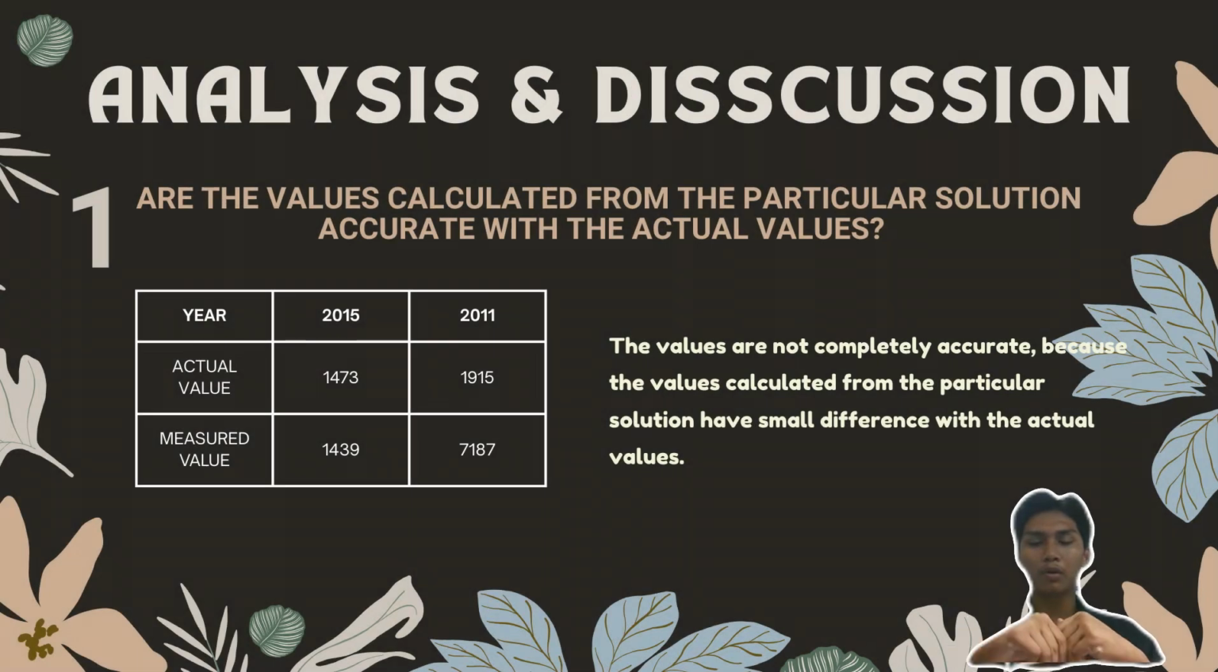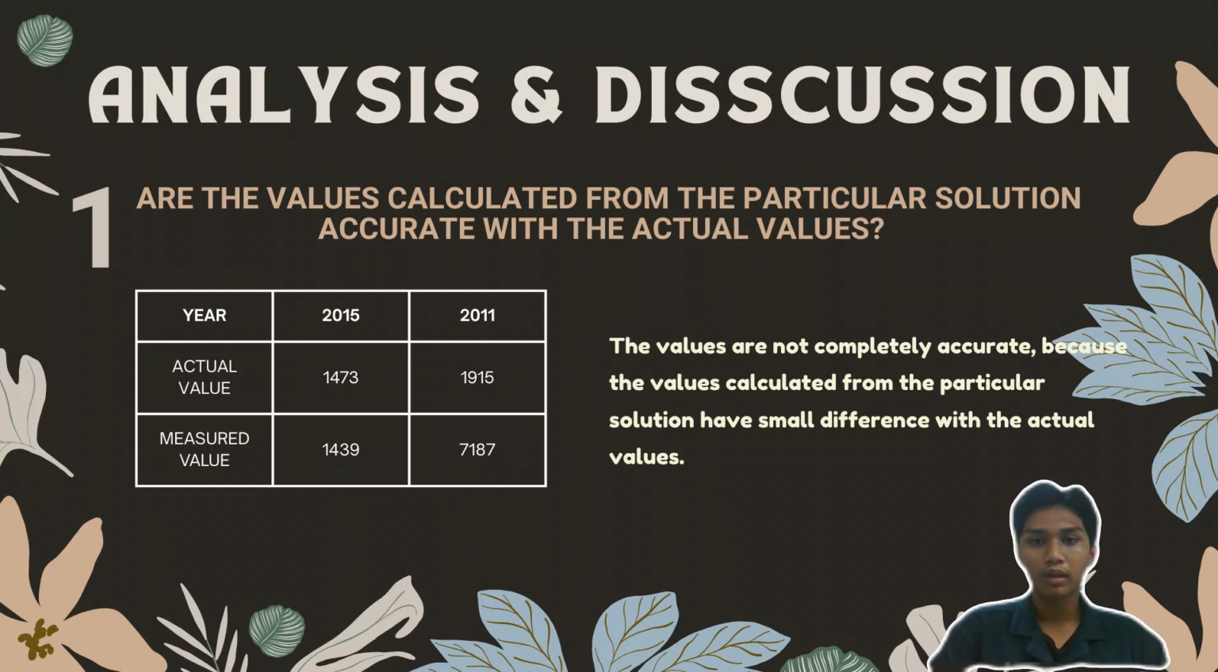For question number 1 of the analysis and discussion: are the values calculated from the particular solution accurate compared with the actual values? We need to write down the actual value and the measured value for the years 2015 and 2011, which are the future value and the past value.